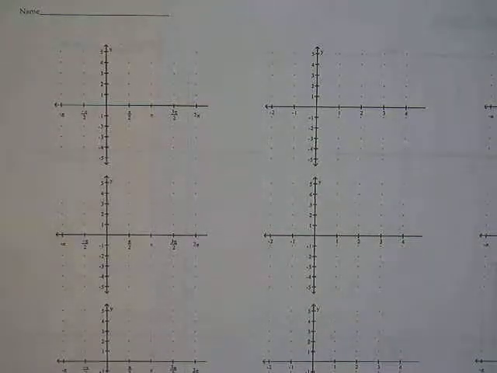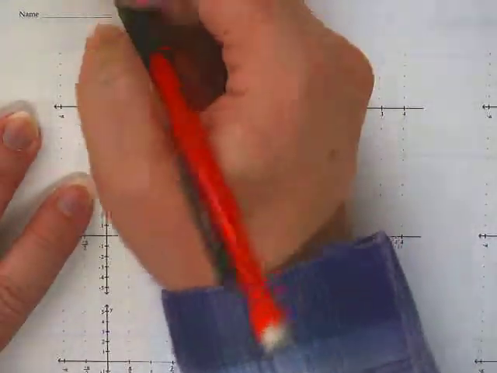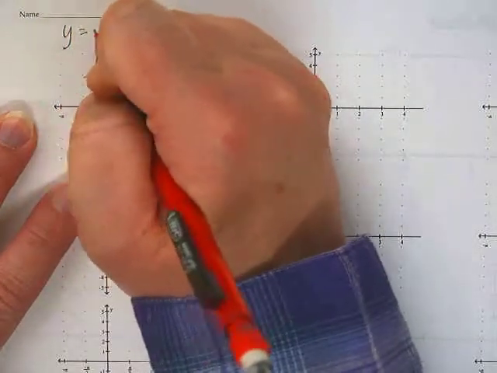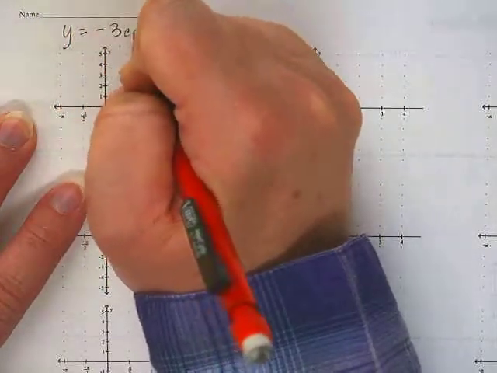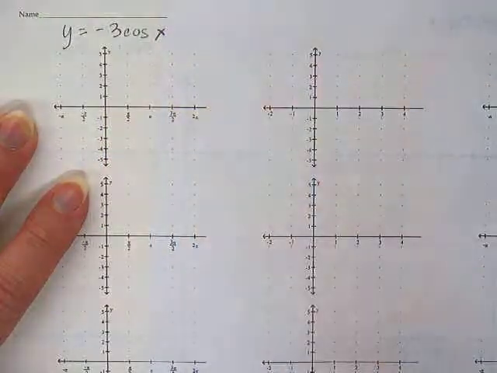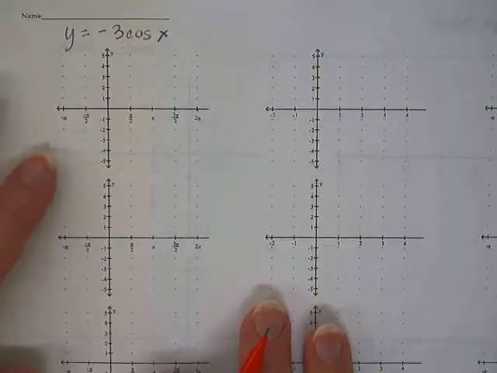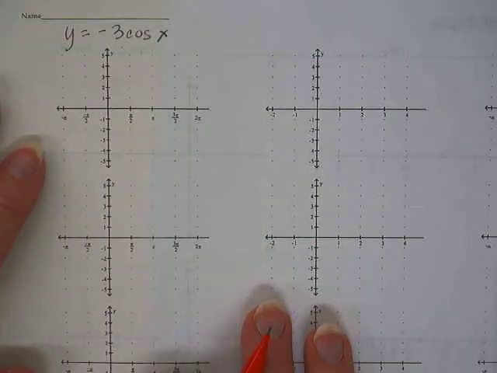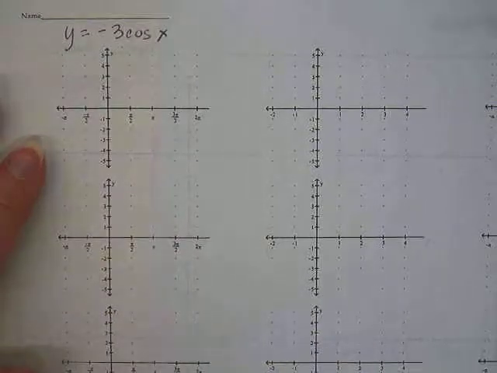So here's some more graphing examples from section 1. Let's start with a fairly easy one. You guys see if you can graph it on your own: y equals -3 cosine x. I'm going to try it first and then we'll check it together.